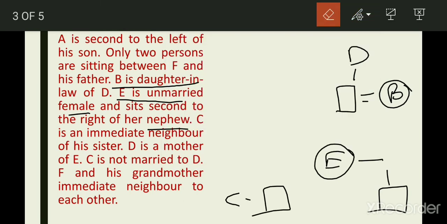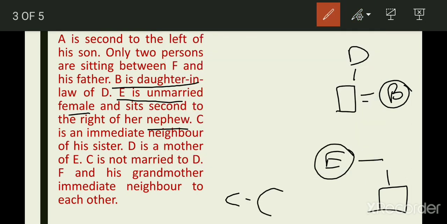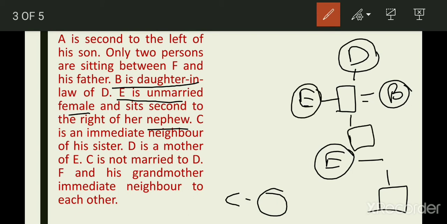We are taking this circle. Next, D is mother of E, and we know that E is a female and she has a nephew. As we know that C has a sister, this position might be the position for C. Now it is given that D is mother of E. Okay, it's done. C is not married to D.